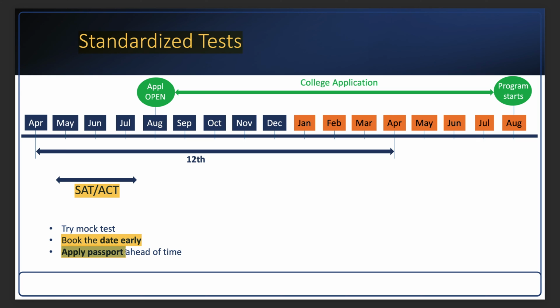non-availability of the passport. Every year, tens of students tell me that they could not book the exam date because they did not have their passport, or their passport expired, or their passport was about to expire, and so on. So make sure you apply for your passport well in advance if you don't have one, and if you have one, make sure you renew it if it is very close to expiration.